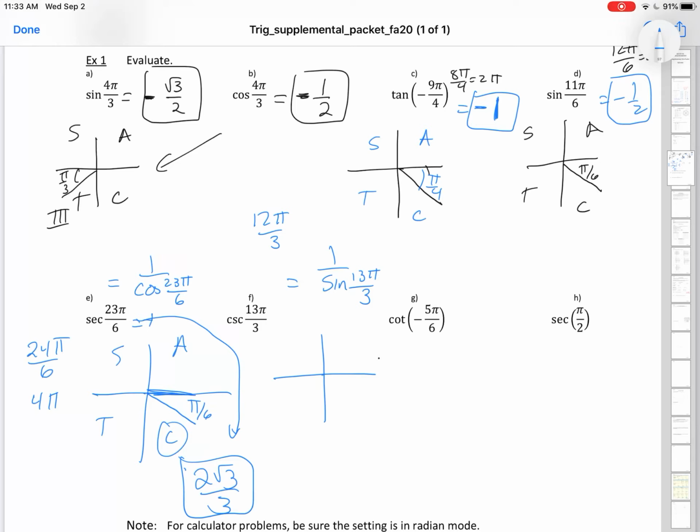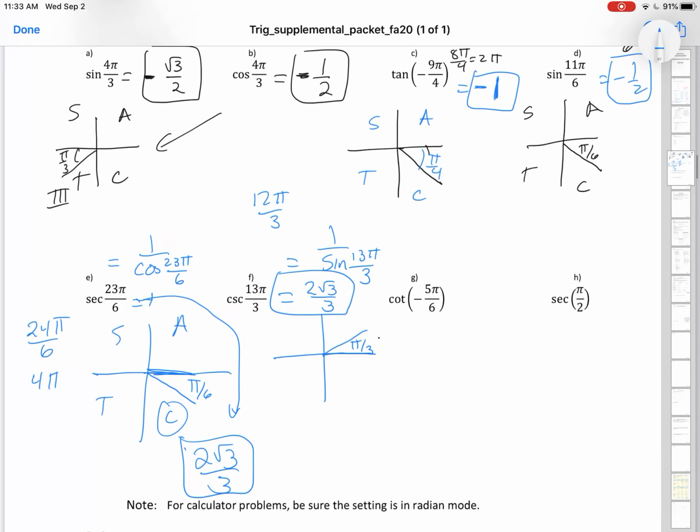So here's 4 pi right on the axis. I'm going to be beyond that pi over 3. I'm in the first quadrant where everything's positive. I ask myself, what's the sine of a pi over 3 angle? And I come up with root 3 over 2. Got to flip it for 2 root 3 over 3 again. So both of those were 2 root 3 over 3.